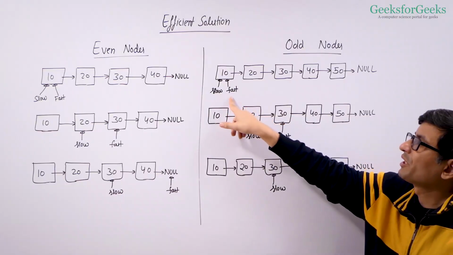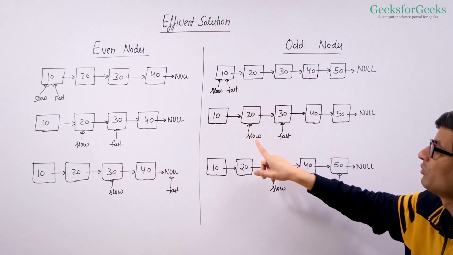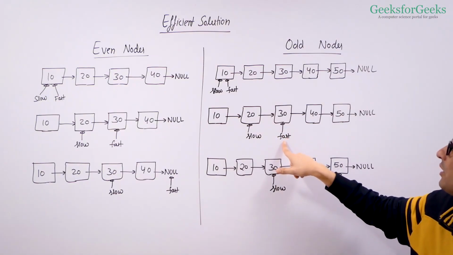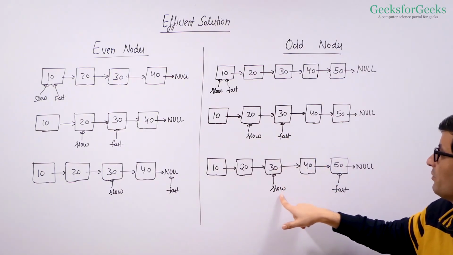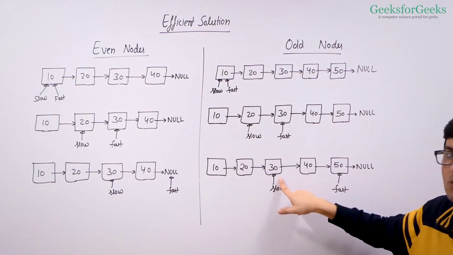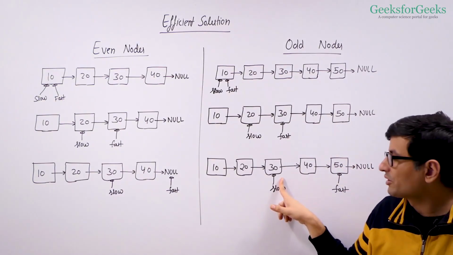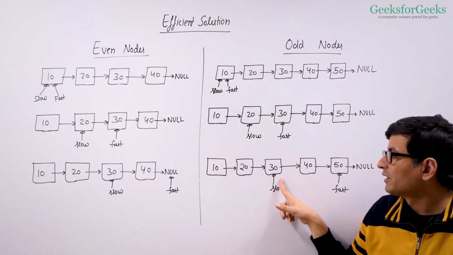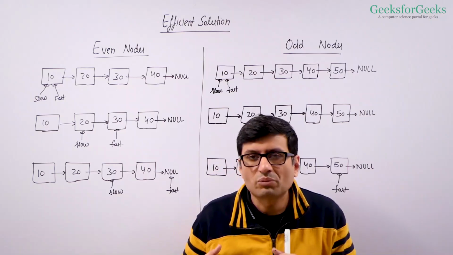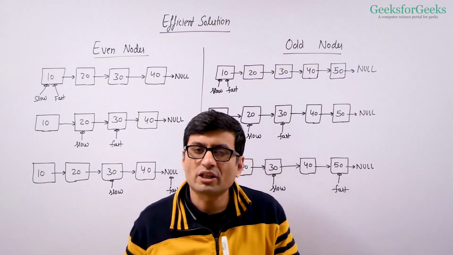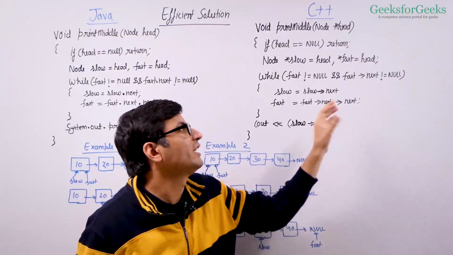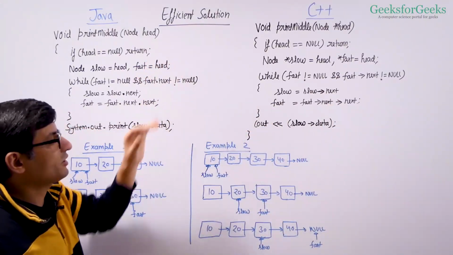Let's now see the odd nodes example. Slow and fast both are here. Slow moves 1 node at a time and fast moves 2 nodes at a time. Now slow moves 1 node at a time and fast moves 2 nodes at a time. And this is the point where you want your algorithm to stop because this is the middle node of the linked list. So now please pause this video and try to write down a program that gives you the correct middle in all cases. Here are C++ and Java implementations of the approach.